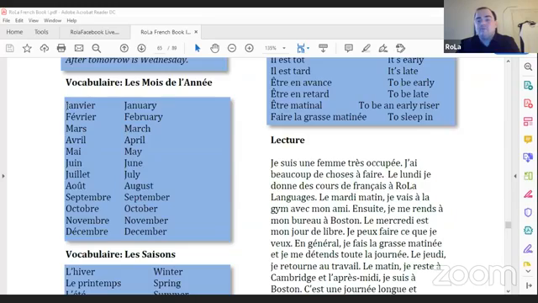Janvier, février, mars, avril, mai, juin, juillet, août, septembre, octobre, novembre et décembre. Bon.